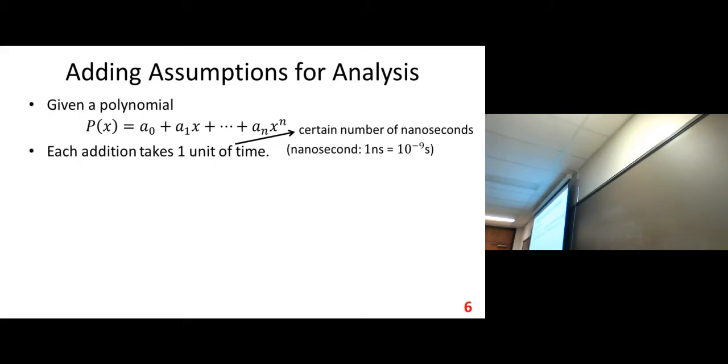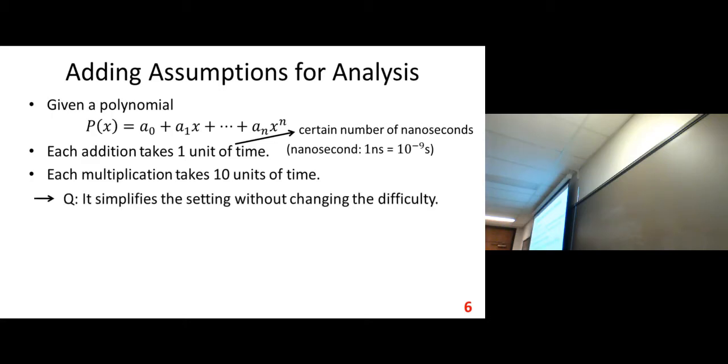You take 1 of the 1 billion. That's the nanosecond. So you know how fast it is. Each multiplication takes 10 units of time. Yeah, 10 to 1 ratio. That's a reasonable assumption, right? It may not be very precise, but pretty close. 10 to 1 ratio. All right. The question.